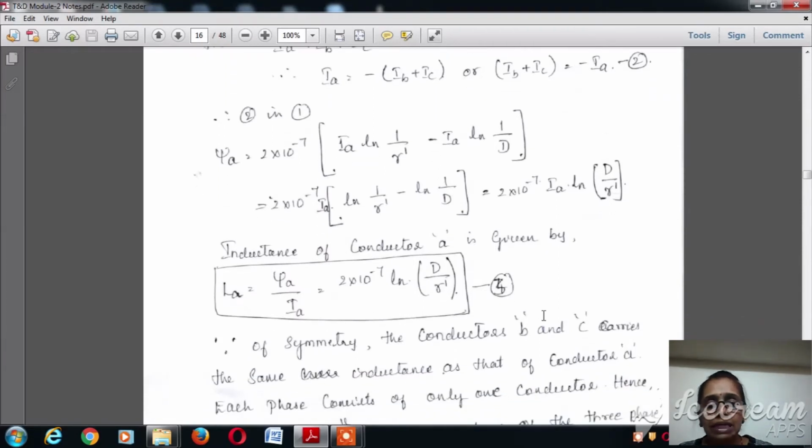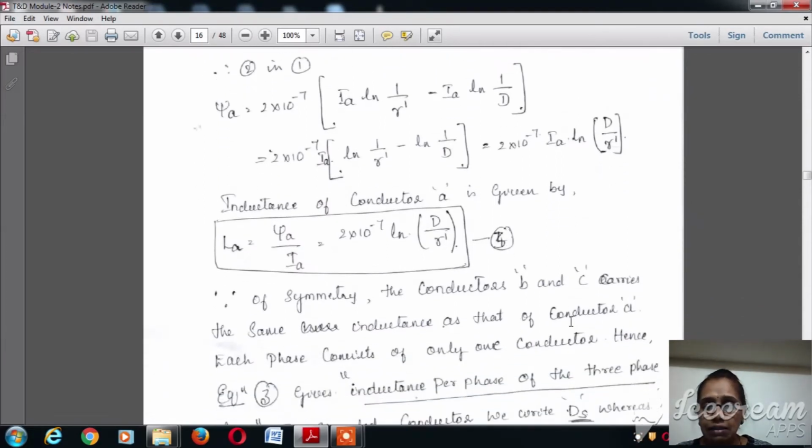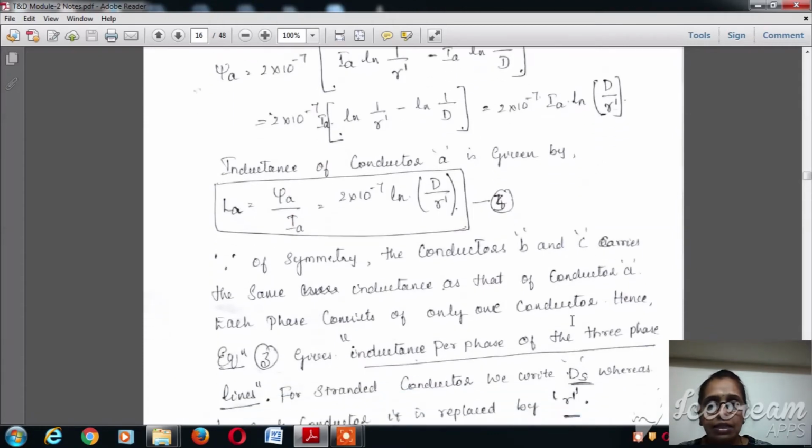Now because of the symmetry between the conductors, we have already mentioned that the conductors are symmetrically spaced, and it is considered to be an equilateral triangle. Now the conductors B and C carry the same inductance as that of the conductor A because of the symmetry. Each phase consists of only one conductor.